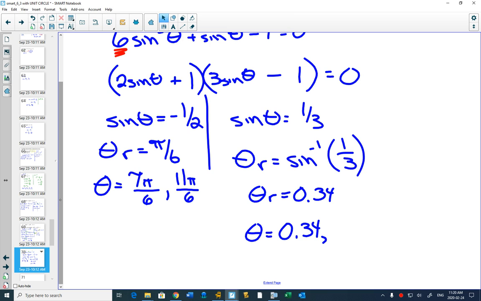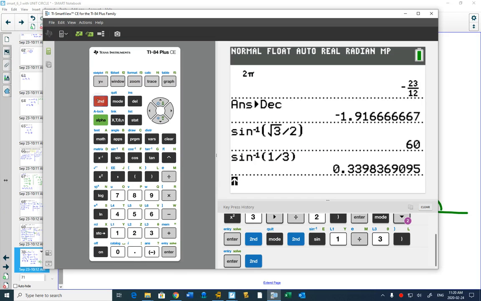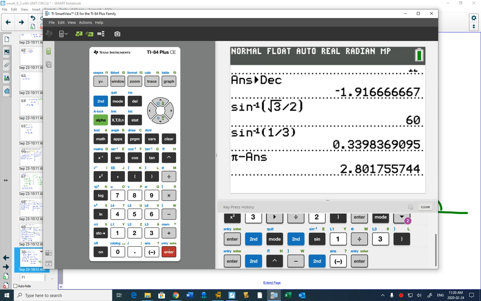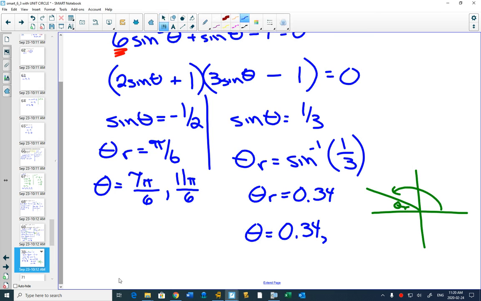How do you find an angle in quadrant 2? So in your head, you're thinking, okay, my reference angle is there. How do I find this angle? 180 minus, but now that we're in radians, we'll do pi minus my reference angle. So I'm going to go pi minus my answer from before, 2.80. Yes, question.